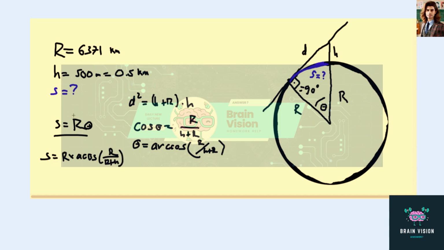And so plugging in the values that you're given, 500 meters or equivalently half a kilometer for the height of the tower, and 6,371 kilometers for the radius of the Earth, you find that this is 79.8 kilometers. So this is the distance along the ground at which you can detect signals in a tower of height 500 meters.